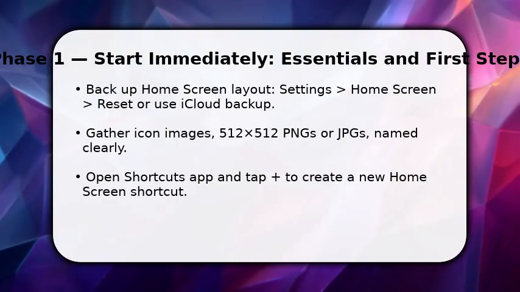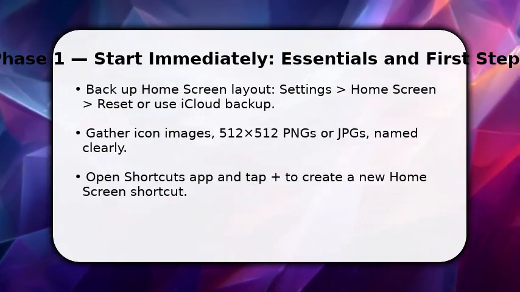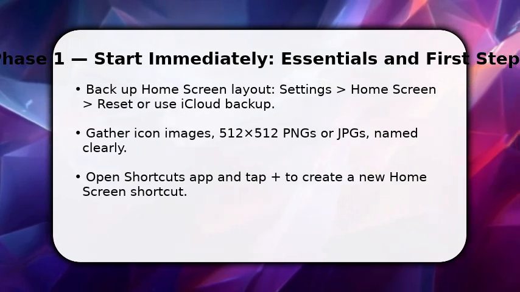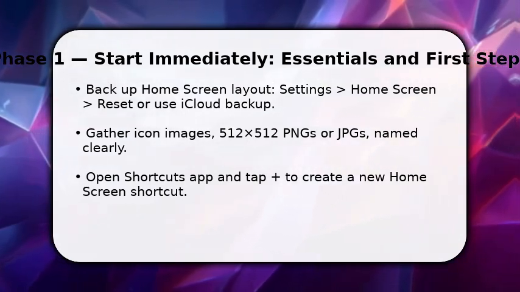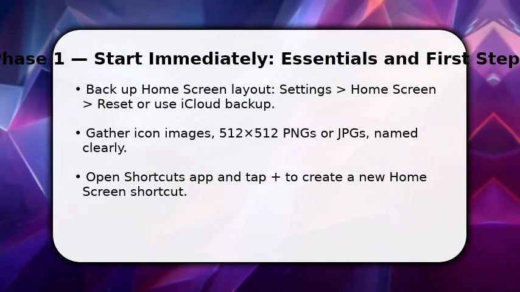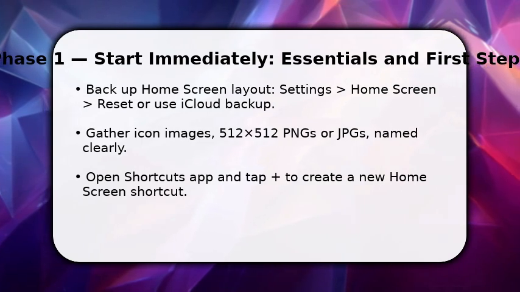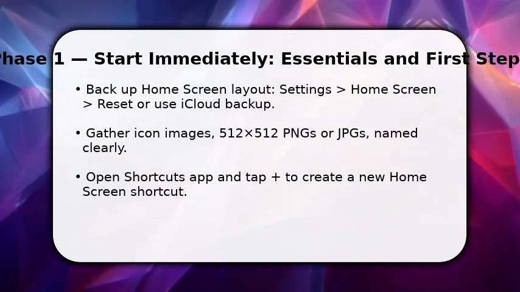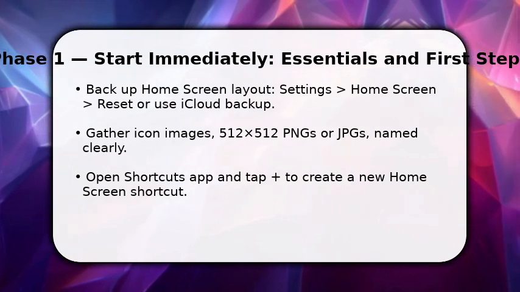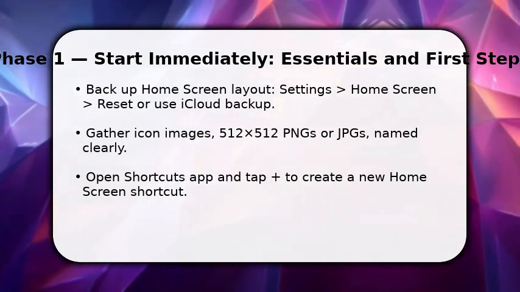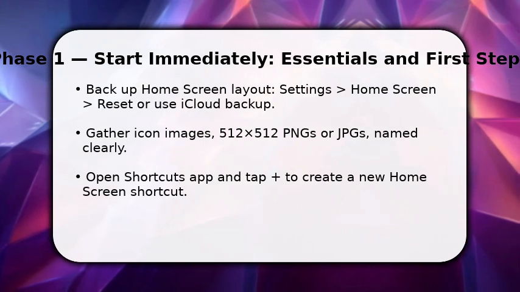Enjoy the video. You begin by preparing assets and starting the only practical theme method on iPhone, shortcuts plus wallpaper and widgets. Create or collect icon images at 512 times 512 so they look sharp. Once you open shortcuts, tap the plus button and add action, then choose Scripting Open App. This replaces an app icon with a custom image.